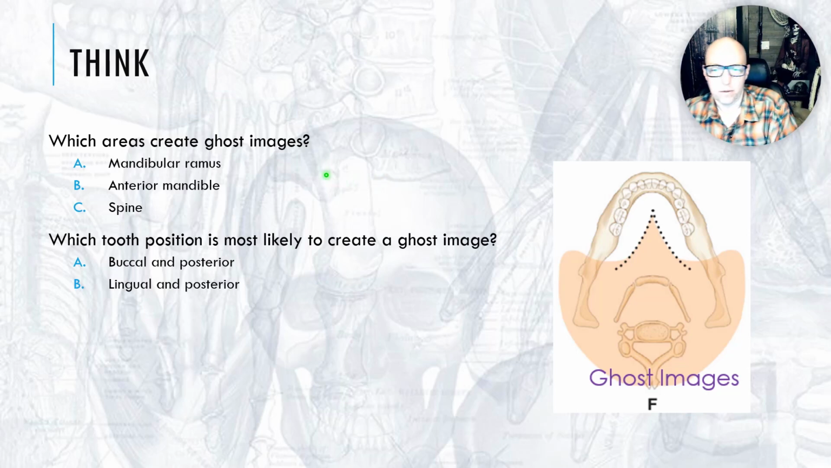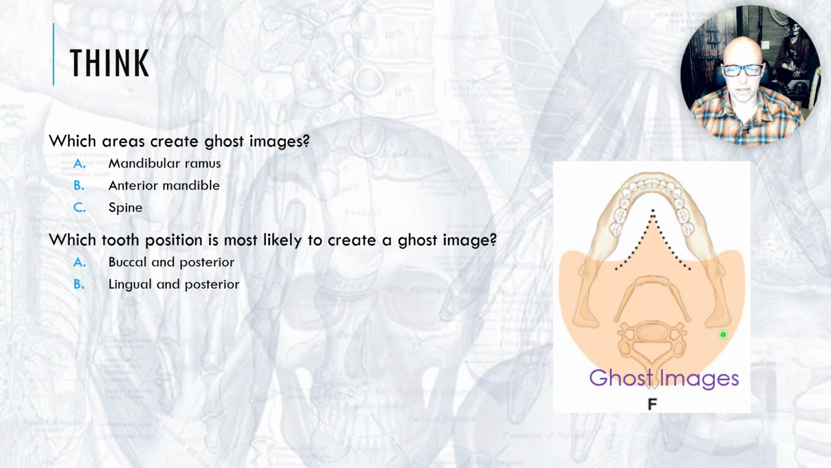All right, thought question for you now. Which areas create ghost images in a panoramic radiograph? Mandibular ramus, check. We talked about that. That's in that orange area. Does the anterior mandible ever create a ghost image? I've never seen that.